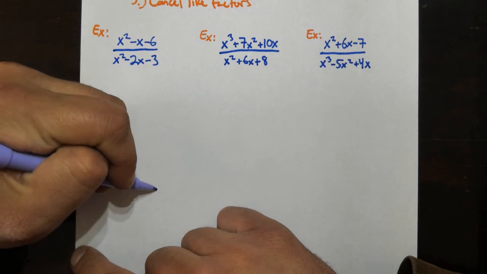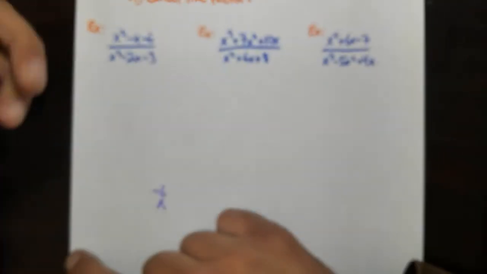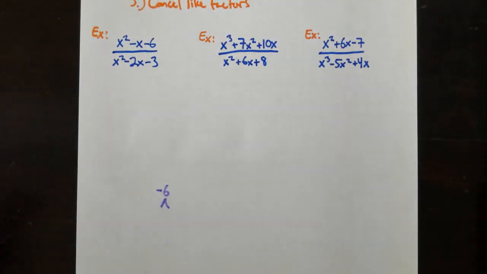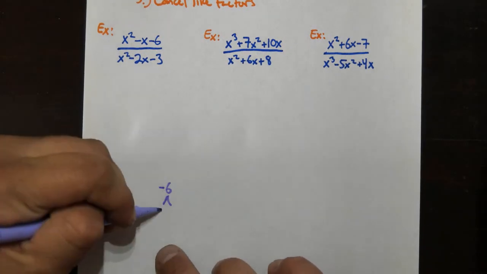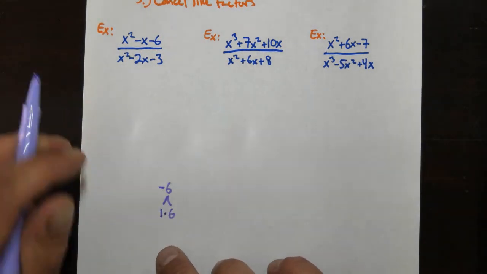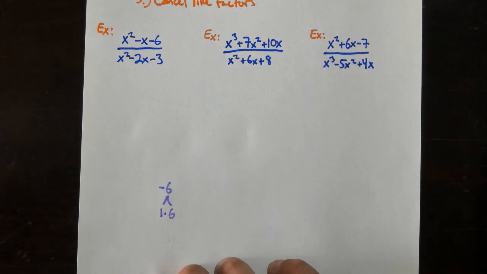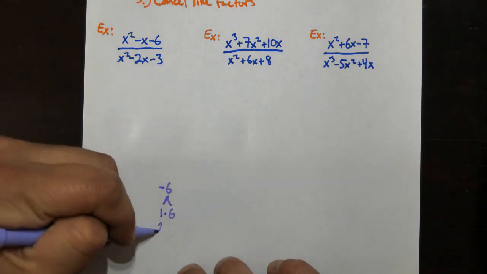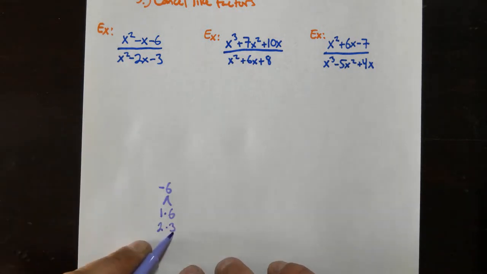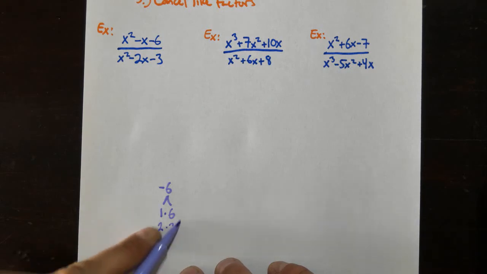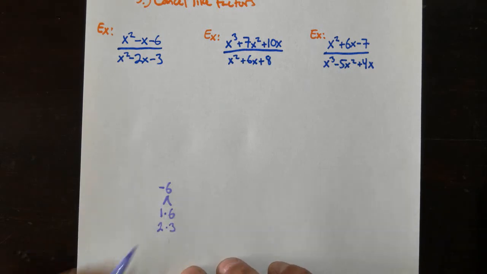I have -6. And let's just think of the factors that make up positive 6 first. Let's just think about the absolute value of 6. So I know that 1 goes into 6, so 1 times 6. Then I go up. Okay, 2, does 2 go into it? Yes, it does. 2 times 3, and then does 3? Well, we already have 3 right there. So these are all the factors of 6.